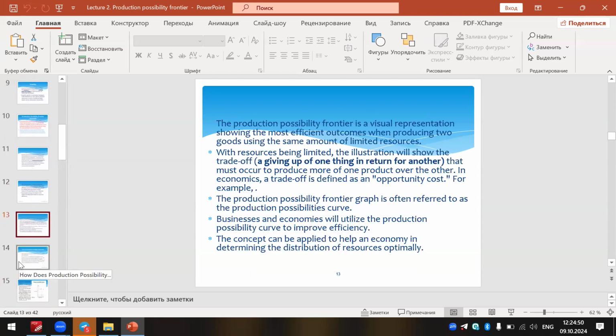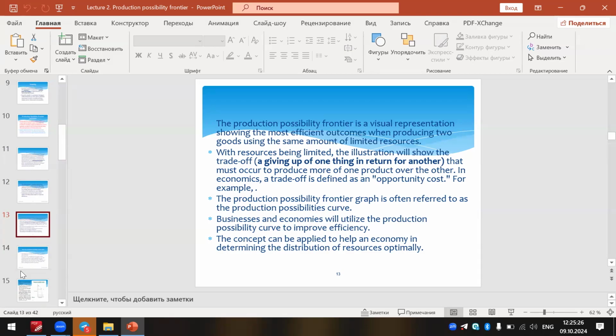So production possibility frontier. So it's also a visual representation. It's a graphic that shows the most efficient outcomes when producing two goods using the same amount of limited resources. With these resources being limited, the illustration will show the trade-off, giving up one thing in return for another. То есть нам нужно отречься от одного товара, чтобы произвести другой товар при имеющихся ресурсах.